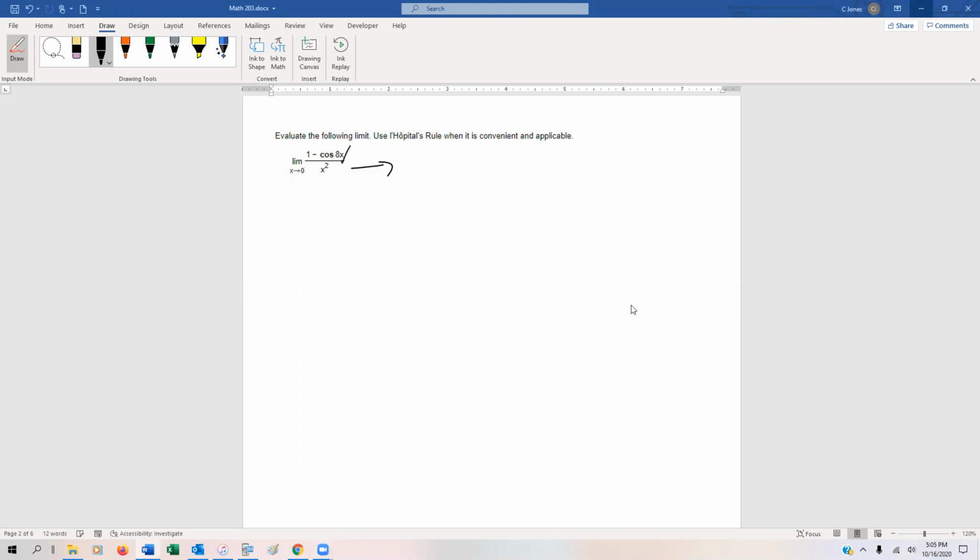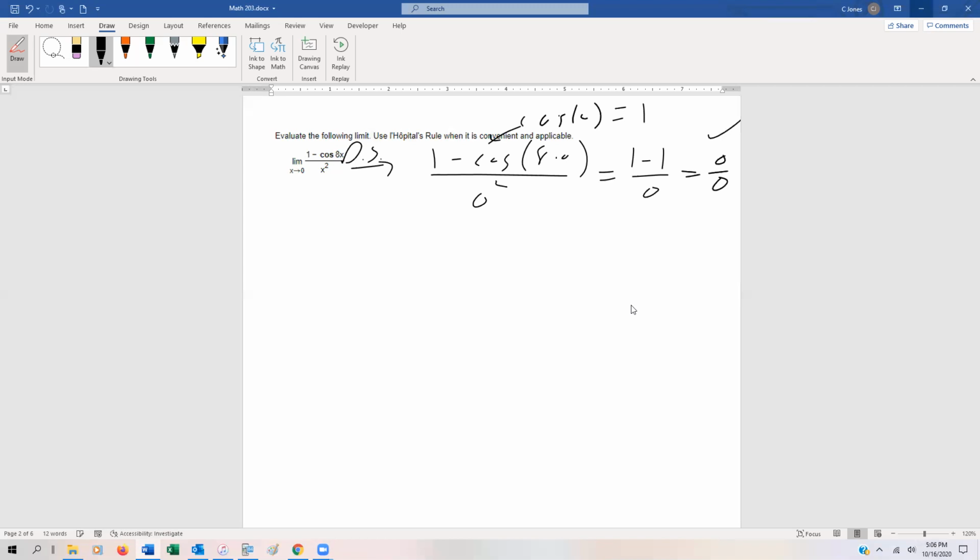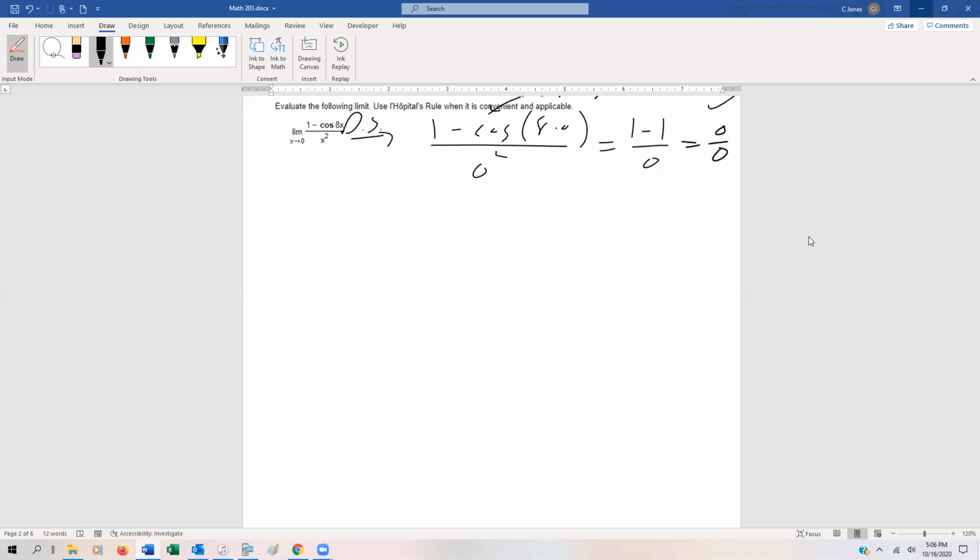So we have a rational function. As always, we need to use direct substitution because we need to verify that it does indeed fit L'Hopital's rule. 1 minus cos of 8 times 0 divided by 0 squared. We know that this is going to be cos of 0, and cos of 0 is equal to 1, so this becomes 1 minus 1 divided by 0, or 0 over 0. And we have an indeterminate form, which means we can use L'Hopital's rule.